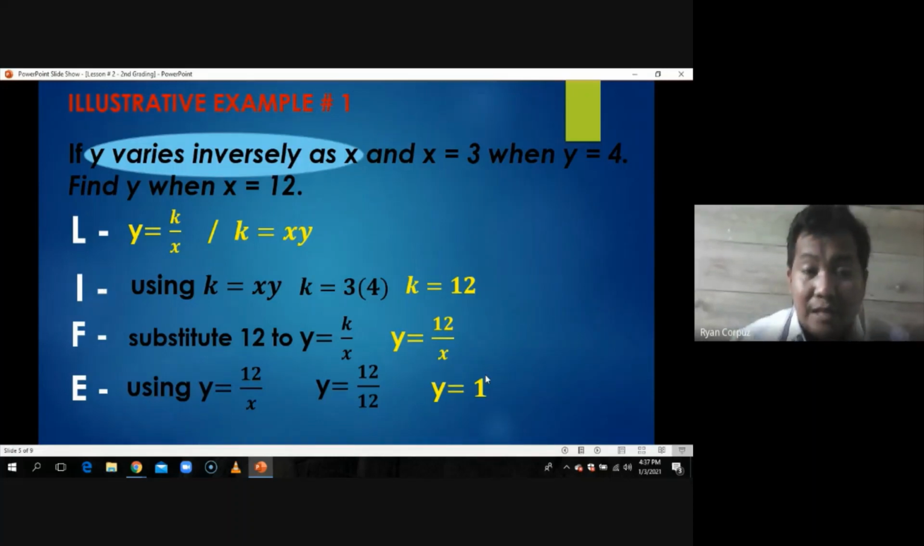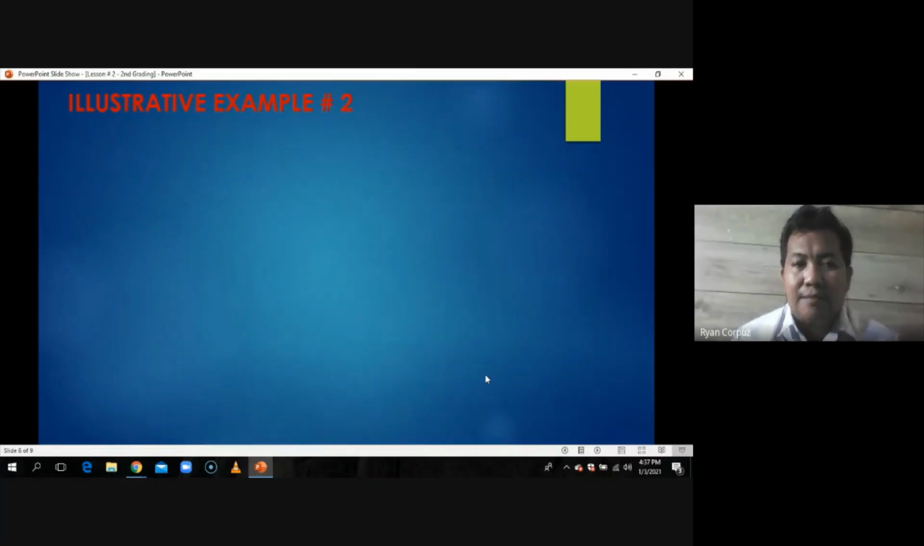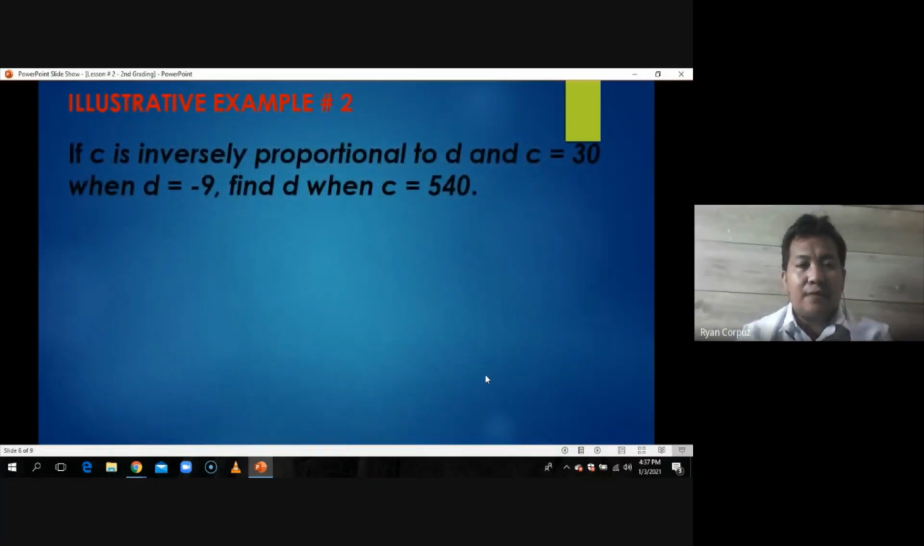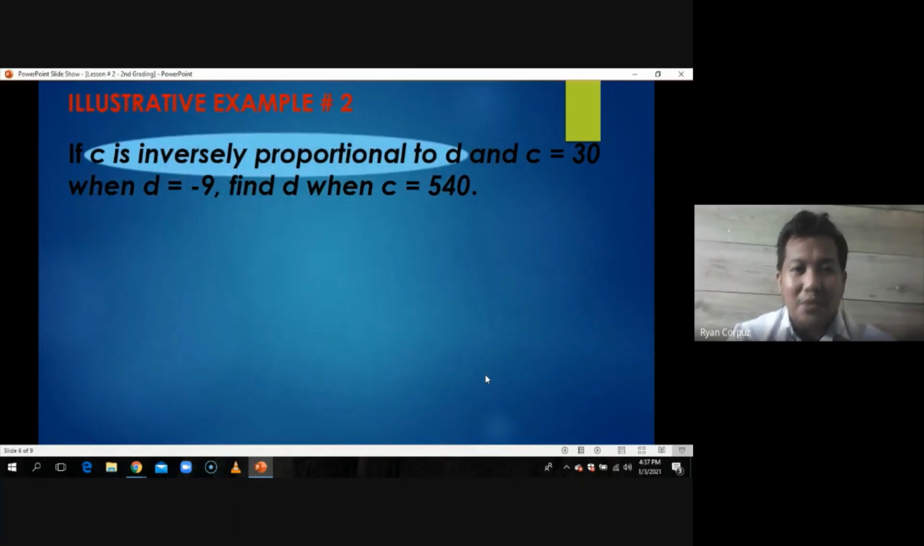So para mas naintindihan natin mabuti, let's try another example. So let's have example number 2. If C is inversely proportional to D and C is equal to 30 when D is equal to negative 9, find D when C is equal to 540. So let's find out first the statement of variation. The statement of variation there is C is inversely proportional to D.